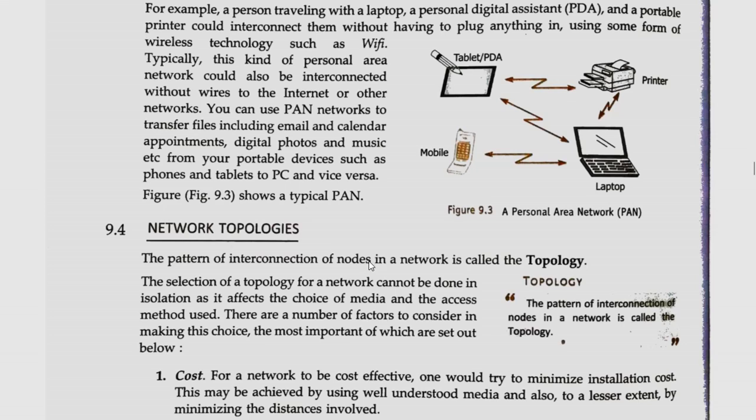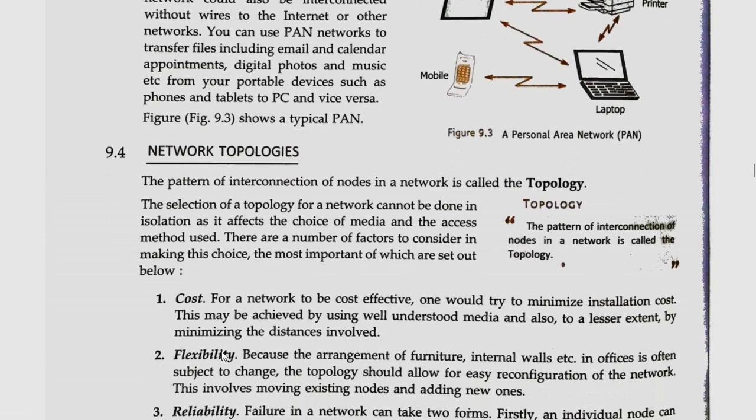Nodes means the different computer systems in a computer network. The type of connection and the way in which they are connected comes under topology. The selection of topology for a network cannot be done in isolation, as it affects the choice of media and access method used. The most important factors are set out below. The first is cost. For a network to be cost effective, one would try to minimize installation cost.